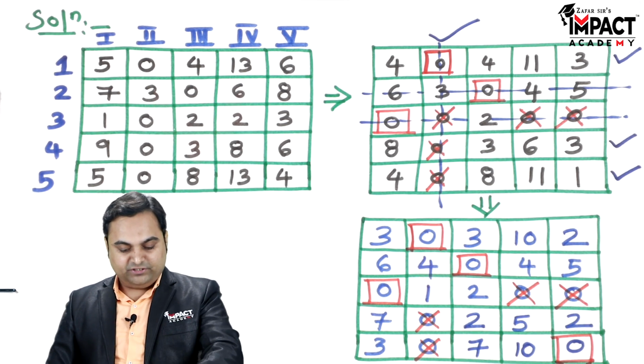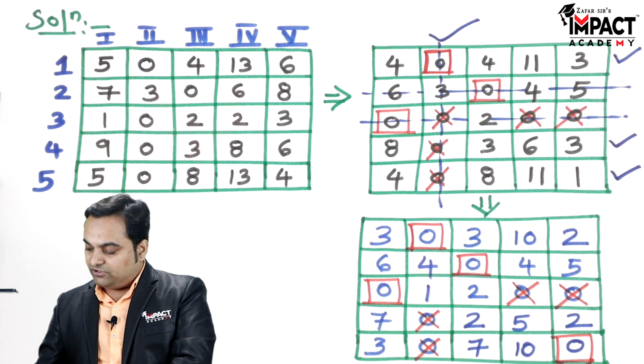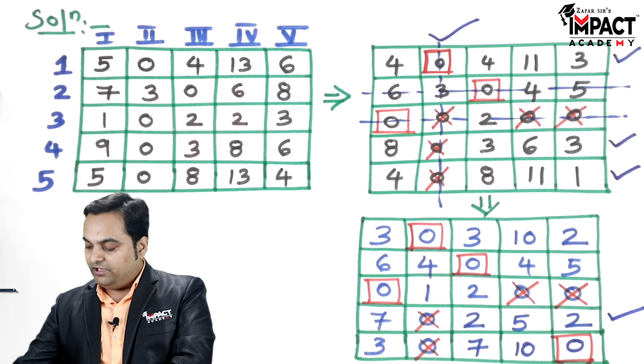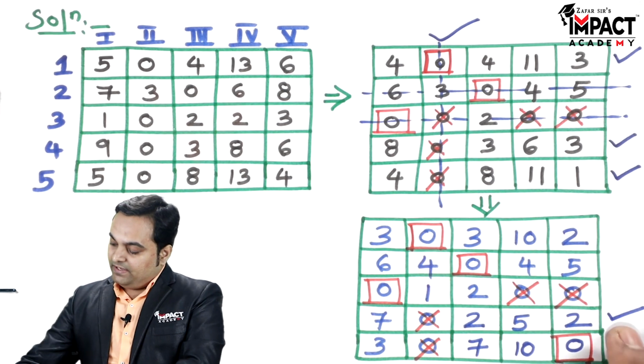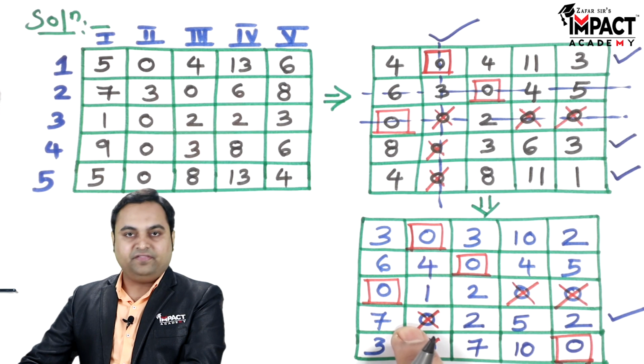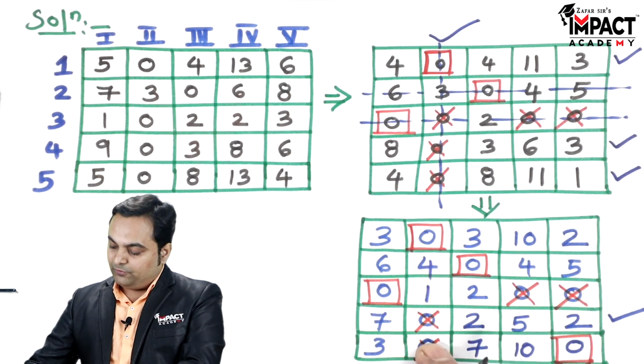So for that also the step is to tick mark the row in which assignment is not made. It is not made in the fourth row. So tick mark that row. Then in that row, check if there is any cancelled 0. Yes, there is a cancelled 0. The cancelled 0 corresponds to the column.